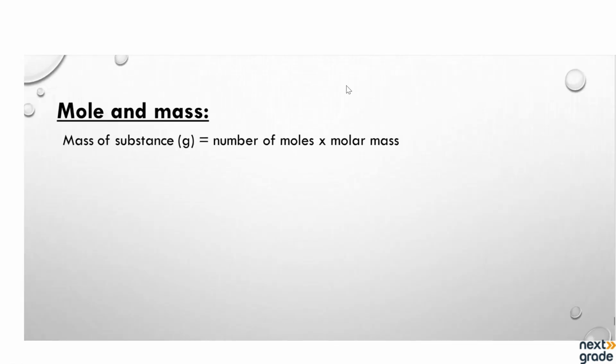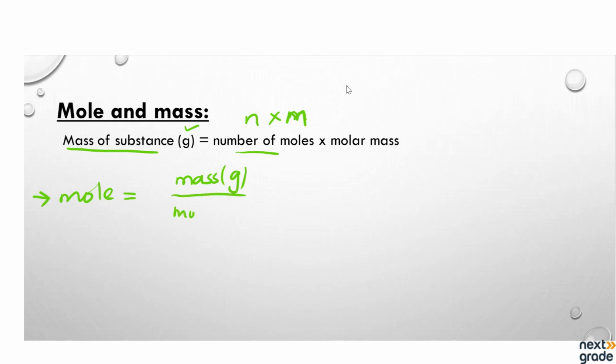So next, we have mole and mass relationship. मोल एंड मास relationship में हम लोग क्या एक्सप्लेन कर सकते हैं? For example, mass of a substance in grams is equal to number of moles, which can be written as n, multiplied by molar mass, which can be written as small m. So mass of substance and the number of moles are interrelated with each other. How can we write it? Mole का formula जो हम पहले पढ़ चुके हैं वो हमारे पास किसके इक्वल है? Mole is equal to mass of substance in grams divided by molar mass.